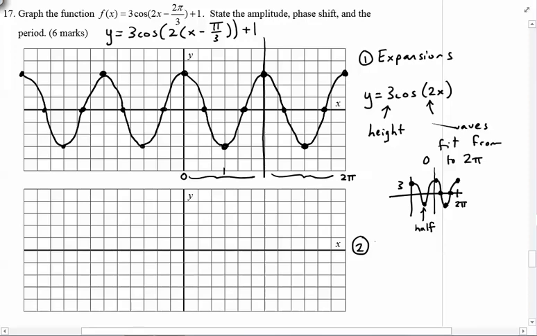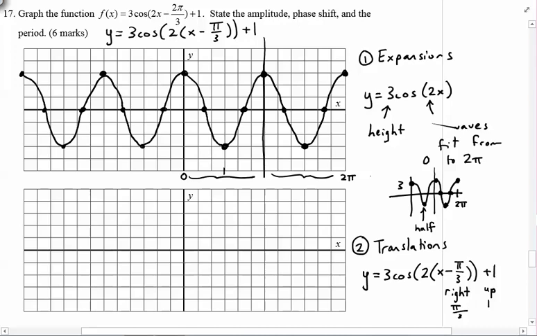So now I'm going to put in the translations. So I've got my basic graph, I've got the amplitude correct, and I have the period correct. Now I'm going to take that graph and I'm going to move it pi over 3 to the right and up 1. So the positive 1 at the end means up 1, and the C value is the phase shift, pi over 3.